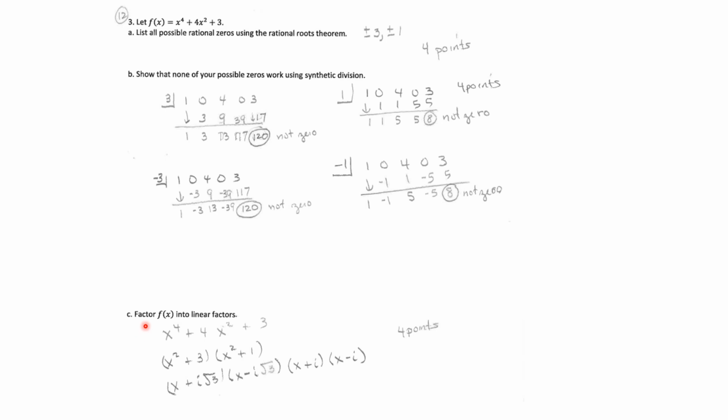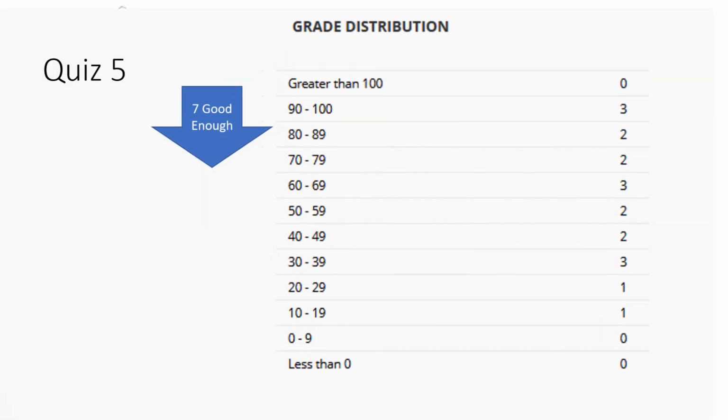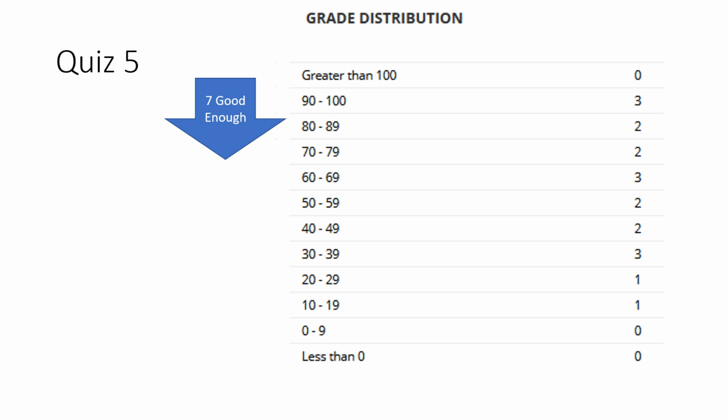And you were to factor f of x into distinct linear factors. So you can factor this into x squared plus 3, x squared plus 1, but you want it in linear factors. So this is going to be x plus or minus i times square root of 3, and this is x plus or minus i. And that was worth 4 points, 1 for each linear factor. And just considering quiz 5 by itself, 7 of you did well enough to pass the course, 18 did not.